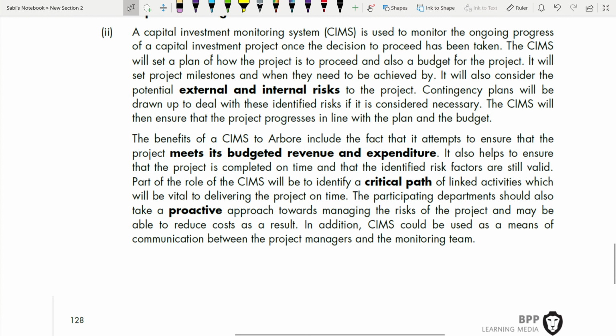Next, benefit. So the benefit of this to the company includes the fact that it attempts to ensure that the project meets its budgeted revenue and expenditure. It also helps to ensure that the project is completed on time and that the identified risk factors are still valid. Part of the role is to identify a critical path of linked activities which will be vital to delivering the project on time. Participating departments should also take a proactive approach towards managing the risk of the project and may be able to reduce cost as a result. In addition, the CIMS should be used as a means of communication between the project managers and monitoring team. Basically, this is about the project management tool they are using, right?